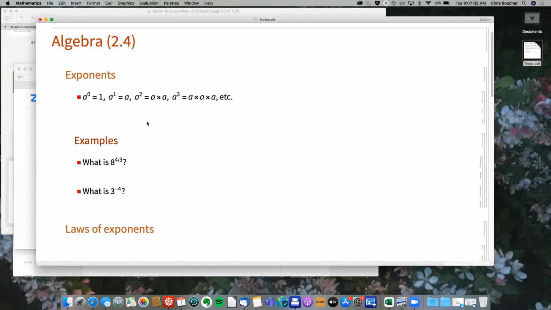A to the 2 will usually be read a squared. A to the 3 would sometimes be read a cubed. And after that, we'll just say 4th power, 5th power, whatever.